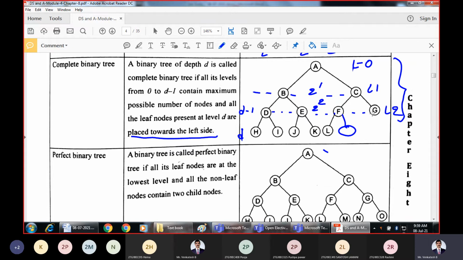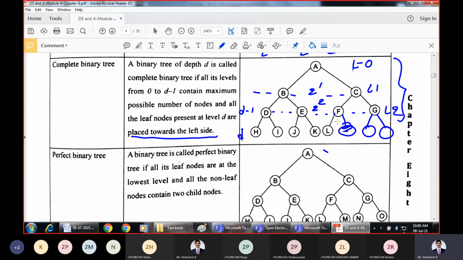Now, if you want to extend this tree, you should extend it something like this. Then it is a complete binary tree. Other than writing like this, if you write the right child of this, then it is not a complete binary tree. Why? Because if the tree has to be a complete binary tree, the nodes must be filled from left to right. Here the left child of G is missing, so it will not become a complete binary tree. Now if you write something like this, then it is a complete binary tree.